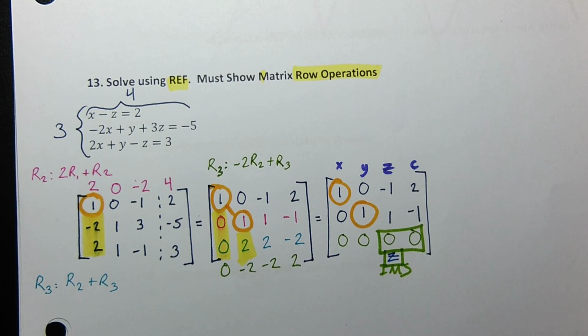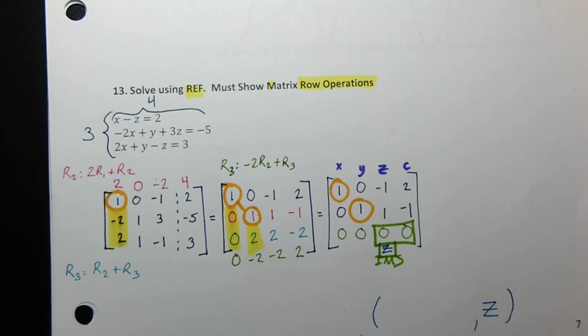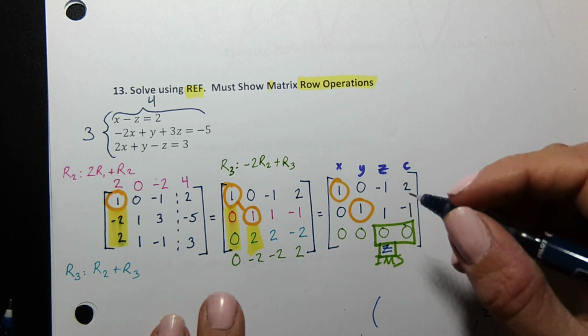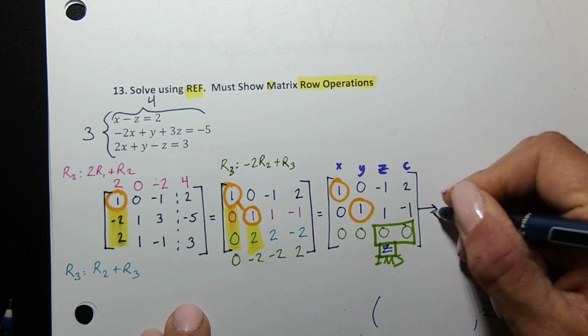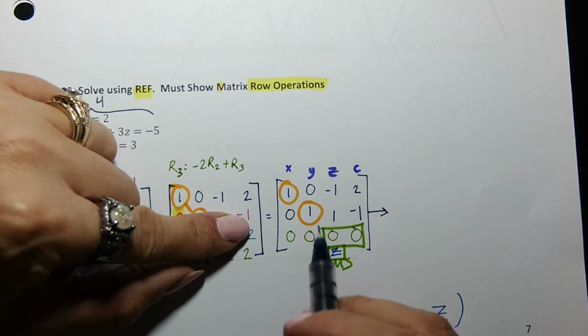So in our coordinate solution formula, we're going to have Z in the Z slot. And our goal is to get an expression for Y and for X, all in terms of that reference variable Z. How do we do that? We're going to turn these rows back into equations by using the corresponding variables and coefficients.